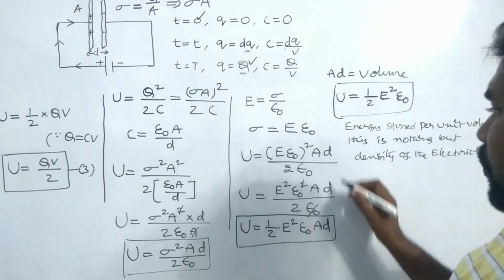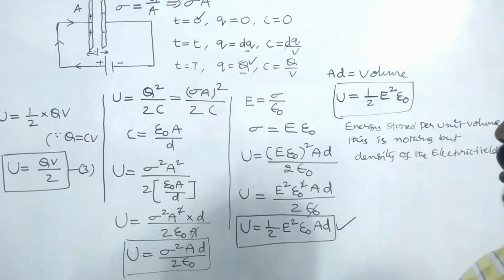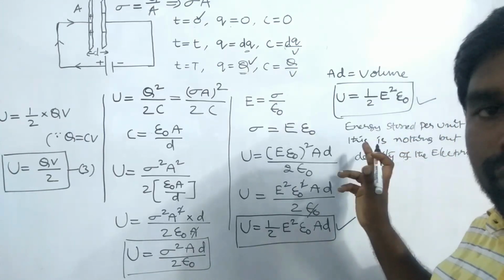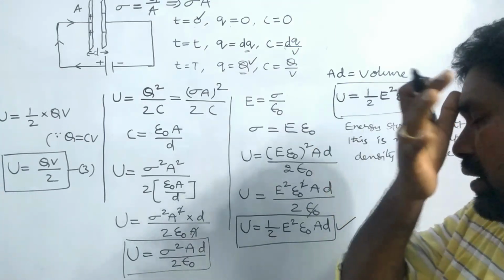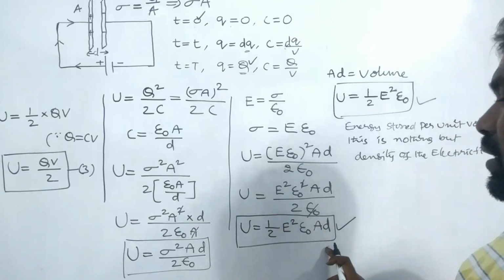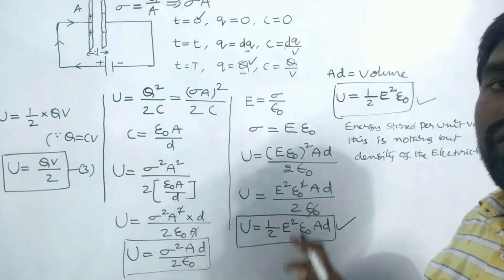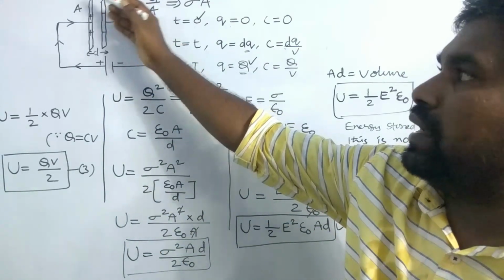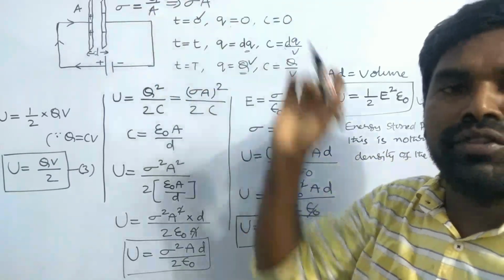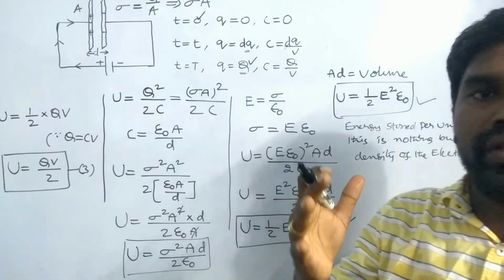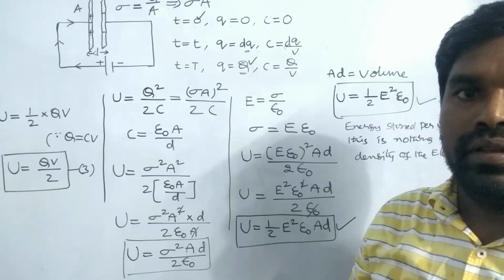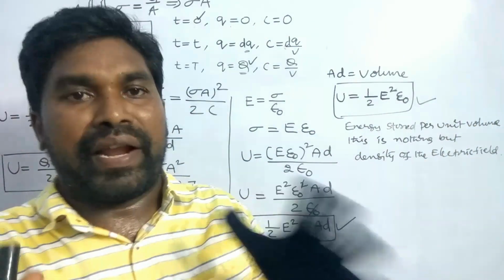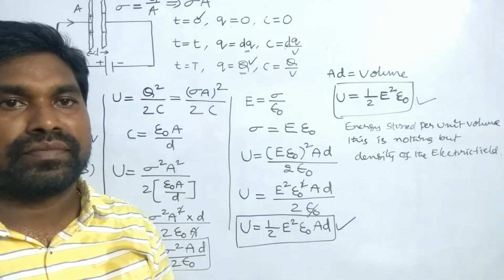These are very, very important equations. You have to remember this one and also this one. This is the energy stored per unit volume, that is the density of the electric field, and also this is the energy stored in a capacitor where the intensity of the electric field between the two plates is E, the area of the plates is A, the distance between the two plates is small d, and the surface charge density is sigma. So this is the total information about the energy stored in a capacitor. You have to practice it.